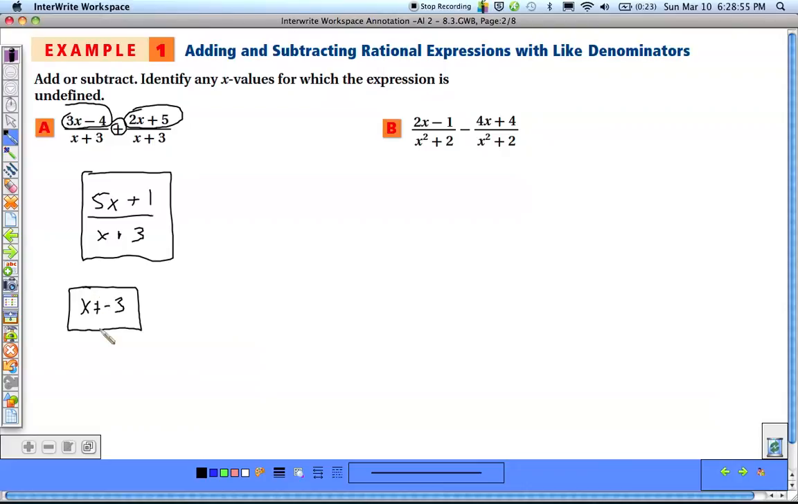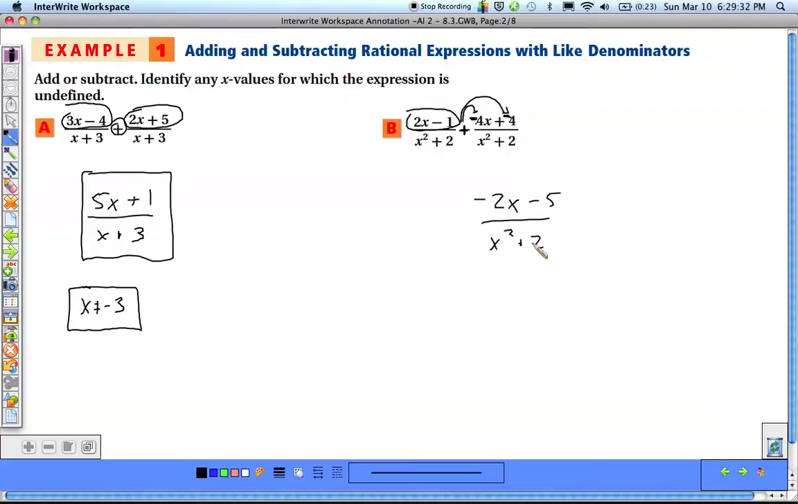The second one, we really have the same exact thing. We already have a common denominator of x squared plus 2, so we can just go through and combine our two numerators. 2x minus 1 and 4x plus 4. This time we are subtracting, so maybe what we want to do is actually take that negative and distribute that negative through. So we're going to make this really add, and then a negative 4x and a negative 4. So 2x minus 4x would give us negative 2x, and then negative 1 minus 4 would give us negative 5, and that's over x squared plus 2.